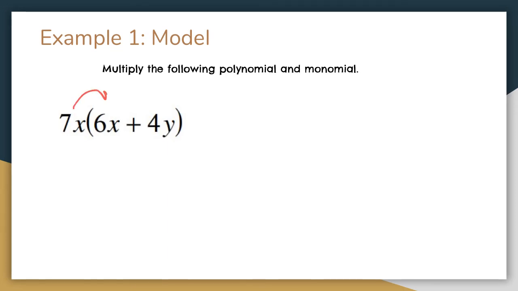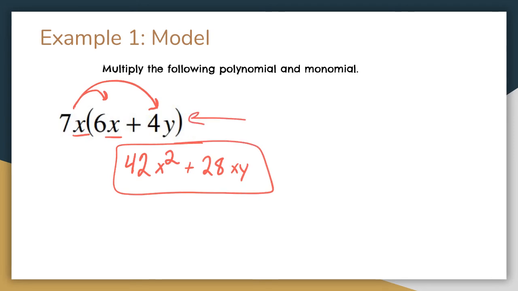I'm going to multiply 6x times 7x. I'm going to also multiply 4y times 7x. So when I take 7x times 6x, I'll end up with 42x squared. Don't forget that multiplying a variable by itself gives you squared. Now we end up with 7x times 4y, which will have 7 times 4, which is 28, and then x times y, which we write as xy. This would be our answer to that multiplication question.